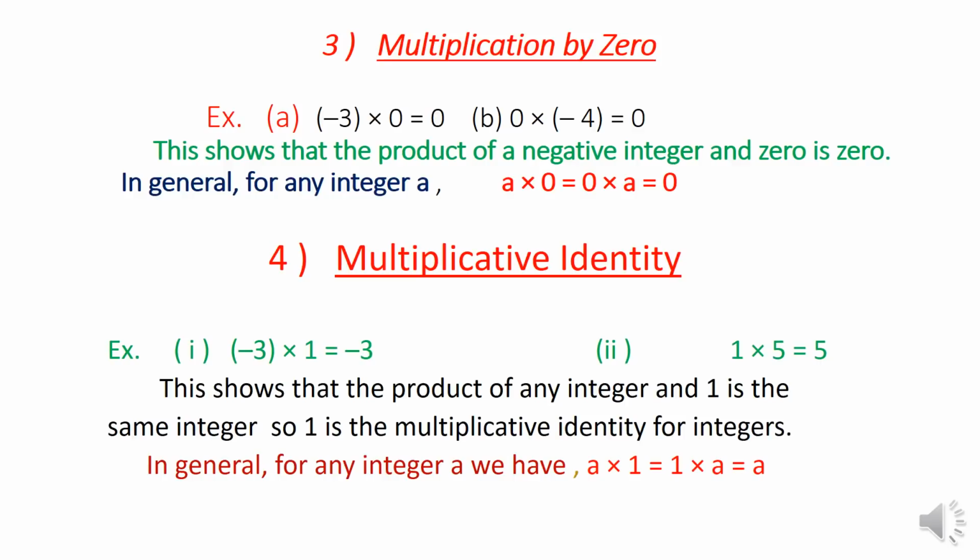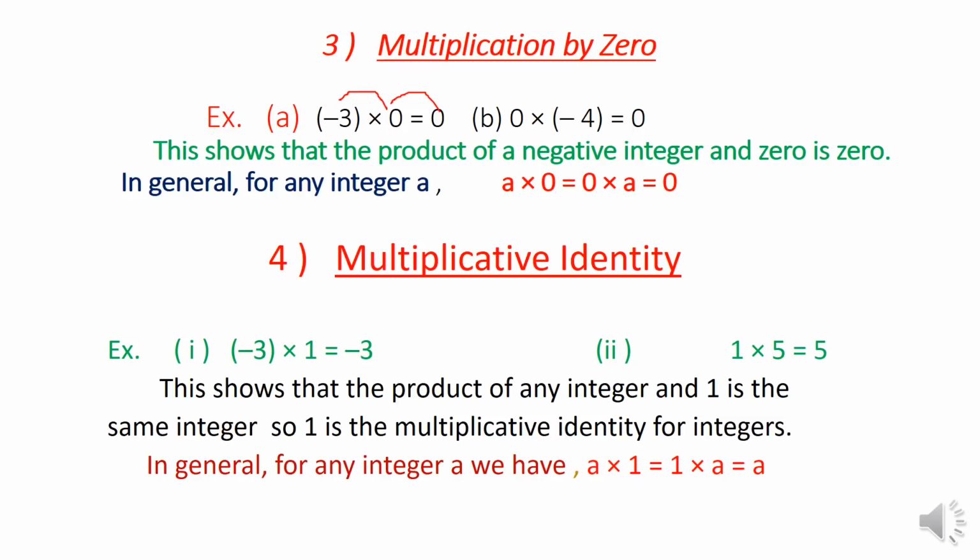Now, let us consider the next property, that is multiplication by 0. So, here for example, we will consider minus 3 multiplied by 0. So, you will get the answer 0. Similarly, 0 multiplied by minus 4, again you will get the answer 0. That means, if you multiply any negative integer by 0, the answer you will get is 0.